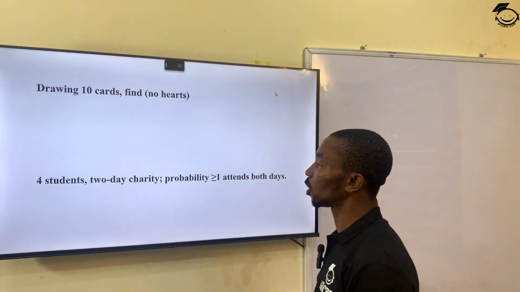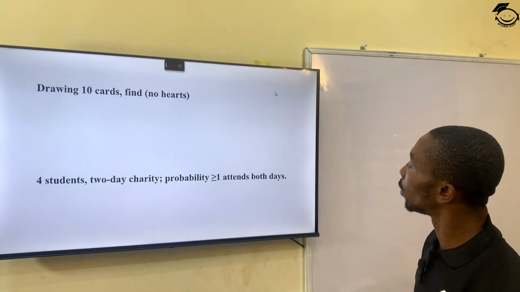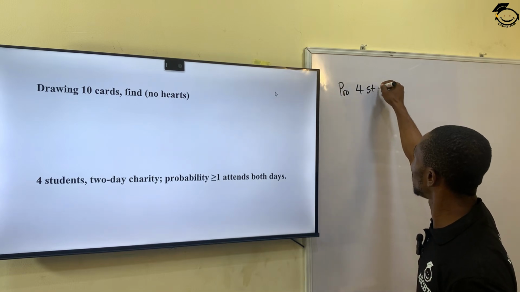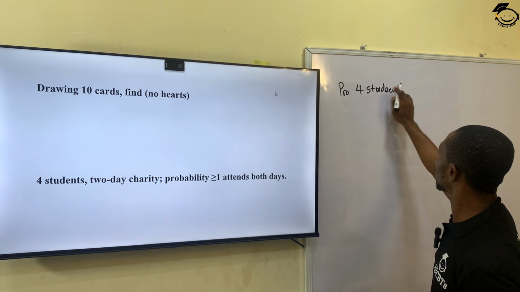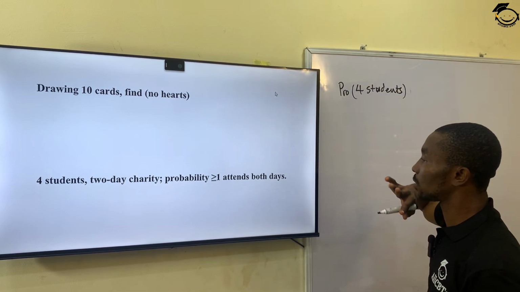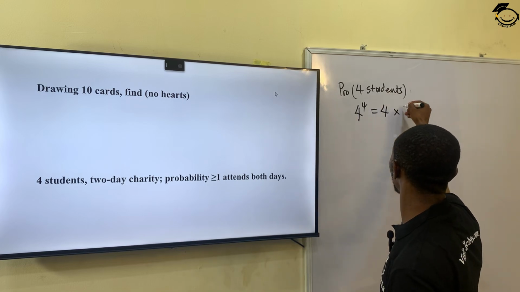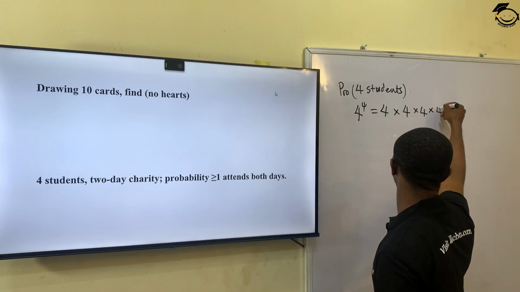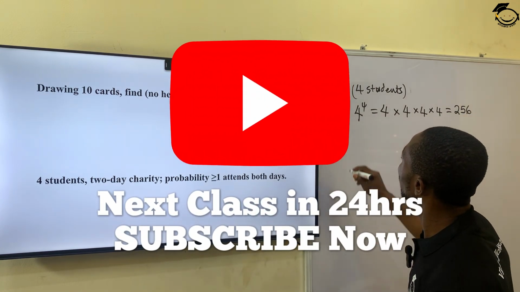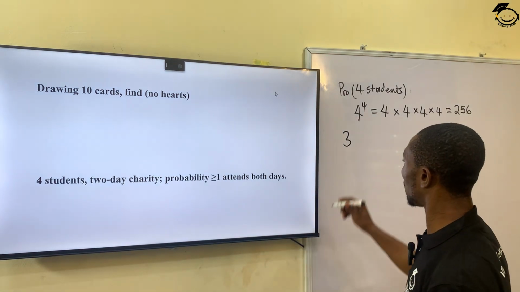For 4 students, 2 days charity, the probability of greater than or equal to 1 of the students attending both days. Now, the probability that 4 students attend each day, the 4 students, okay, attend. The probability that 4 of them attend for 1 day, that means the 4 of them have equal chances, 4 chances. That would be 4 raised to power 4, which is 4 times 4 times 4 times 4, which is going to give us 256. Okay, now the probability that out of the 4 of them, 1 person, 3 other students have the chances of attending 4 times.